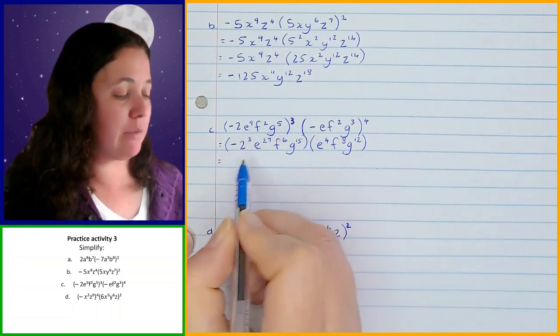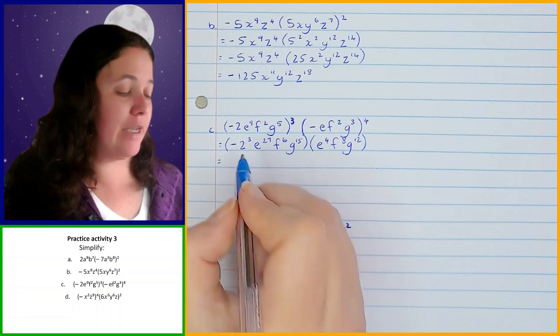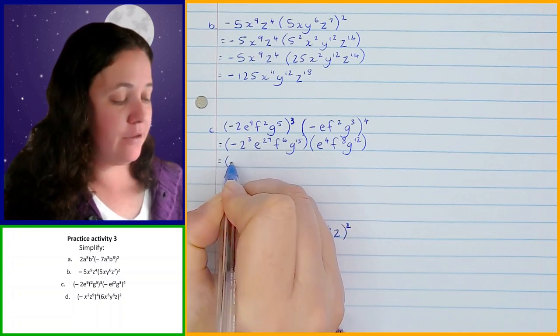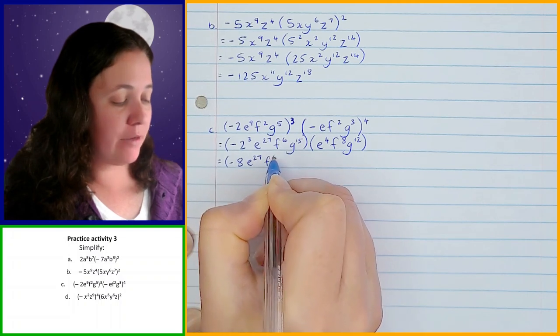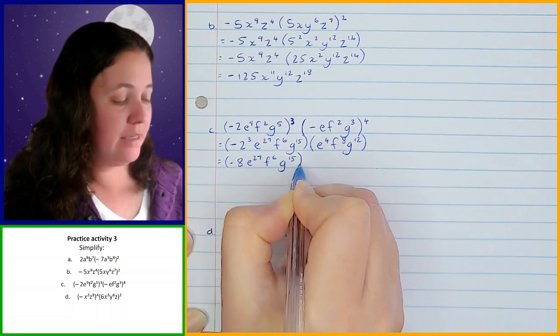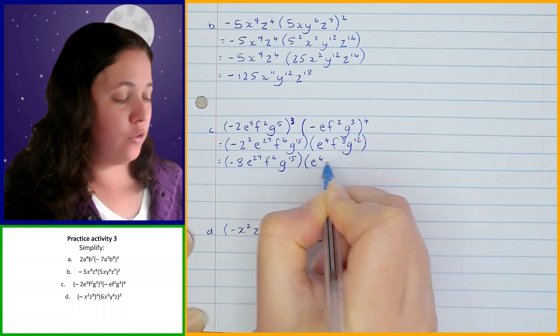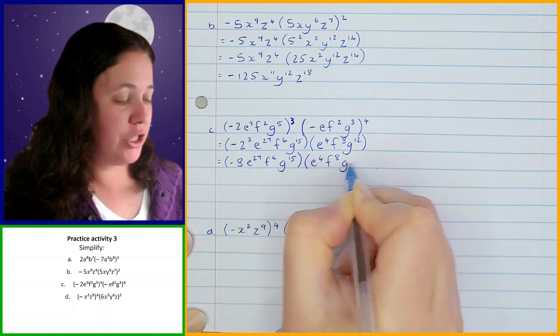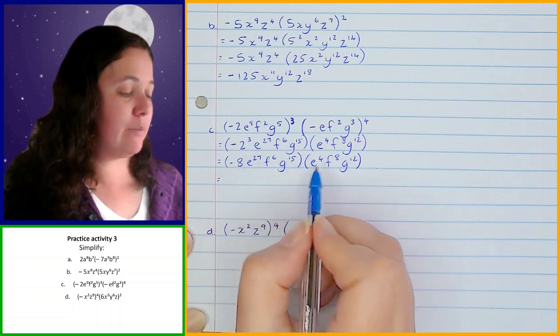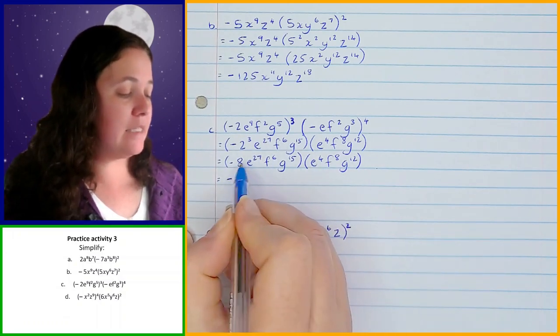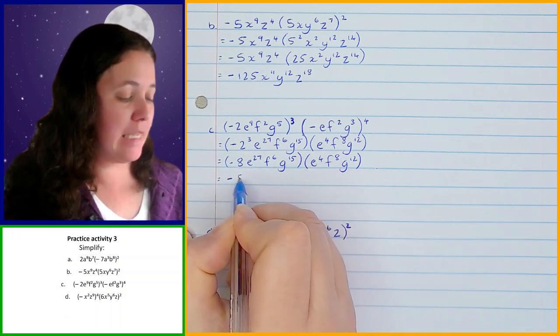So now I'm going to simplify this 2 cubed over here, that gives me 8. So it's going to be negative 8, e to the power of 27, f to the power of 6, g to the power of 15, and then e to the power of 4, f to the power of 8, g to the power of 12. And now I'm going to multiply those together. So a negative times a positive is negative. 8, there's no number there to multiply by, so it stays 8.